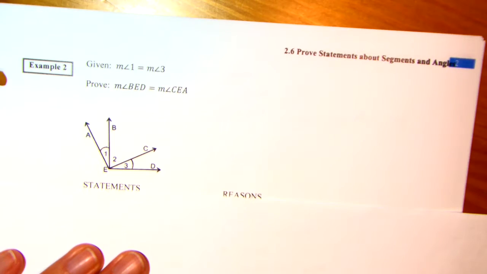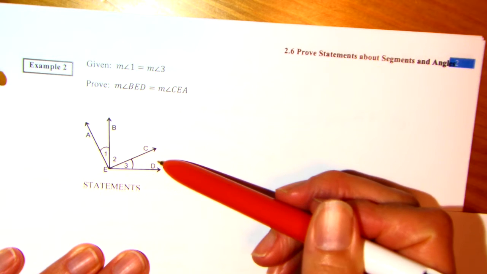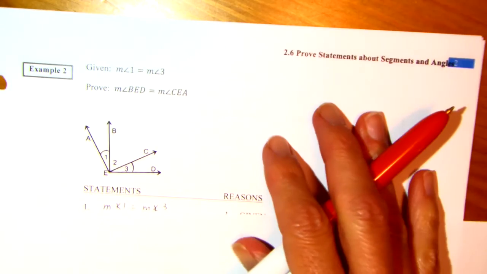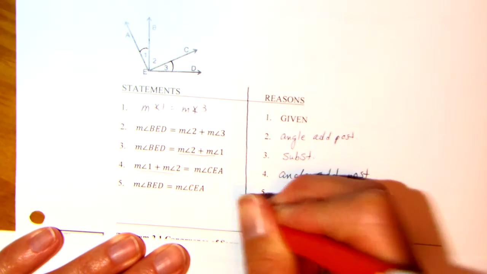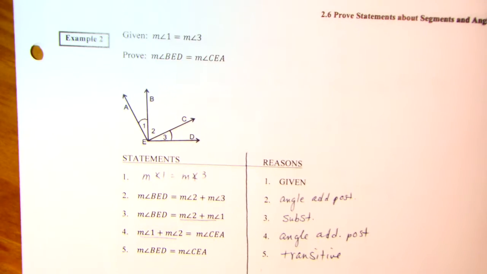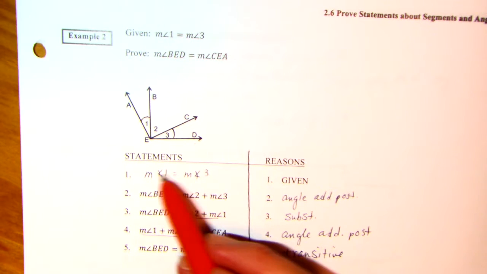Once again, you're going to be given a given portion, a prove portion, sometimes a diagram, and you will have to fill out a two-column proof. So what I'm going to do is draw a line right here, so I now have two columns. All right, so I ask you to fill this one out.